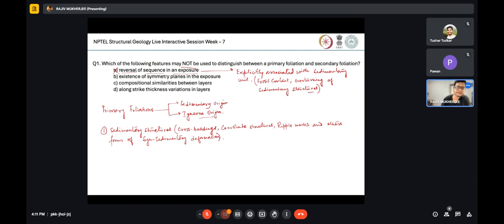Now, another point is the existence of symmetry planes in the exposure. So the existence of symmetry planes is characteristic for secondary foliations, right?